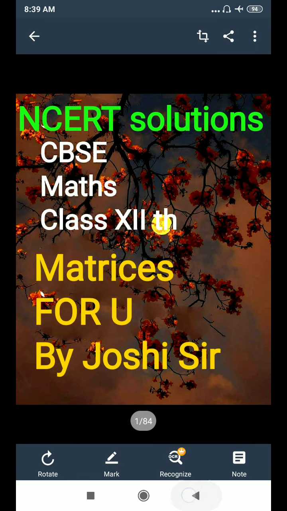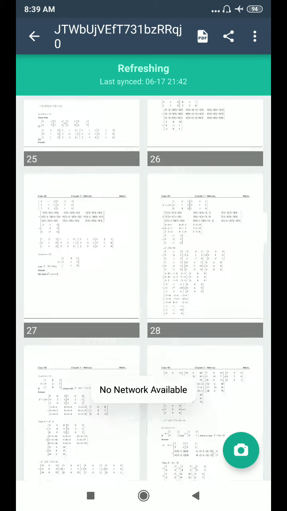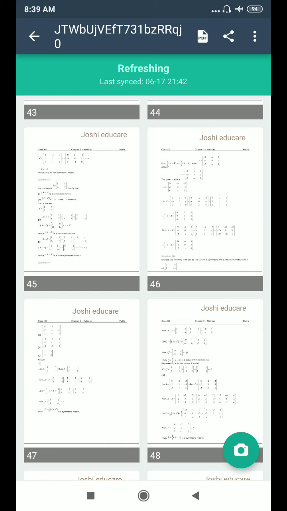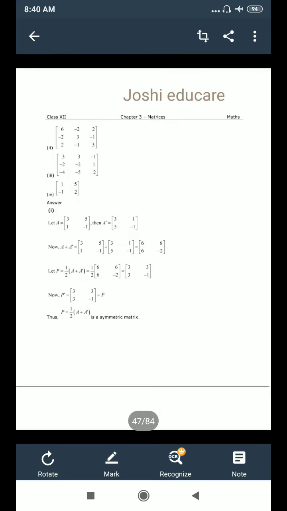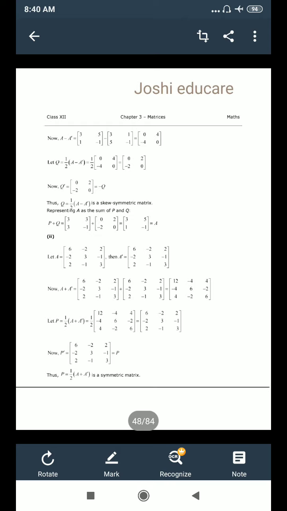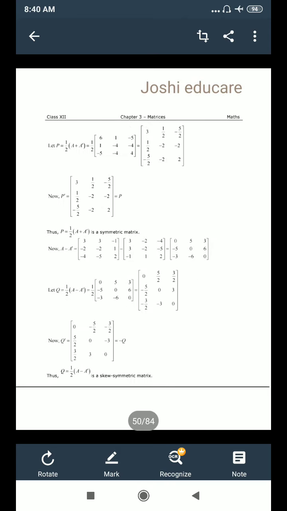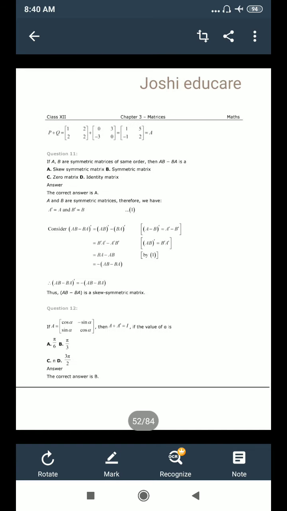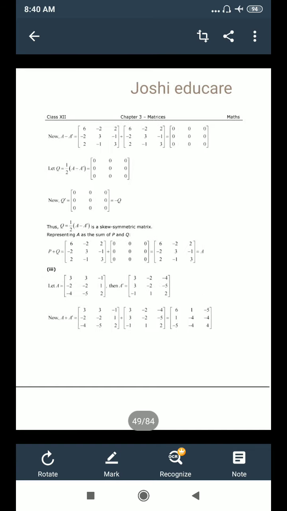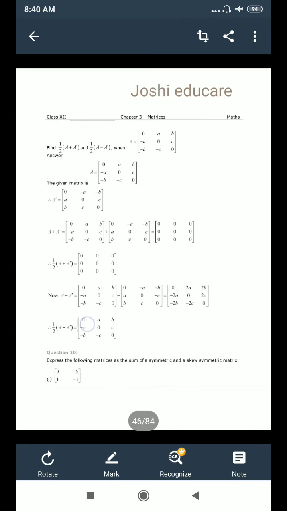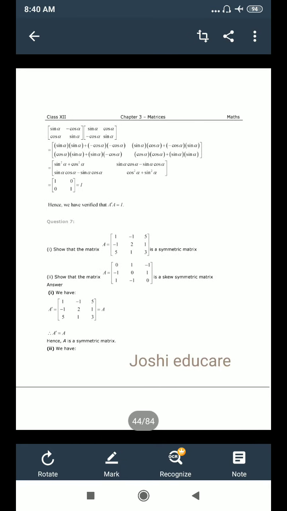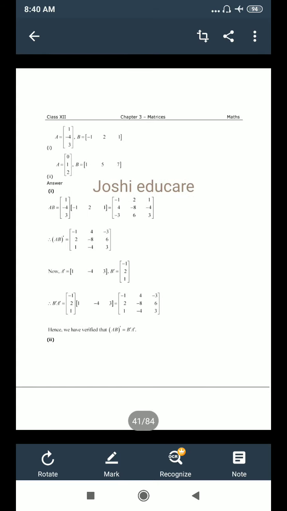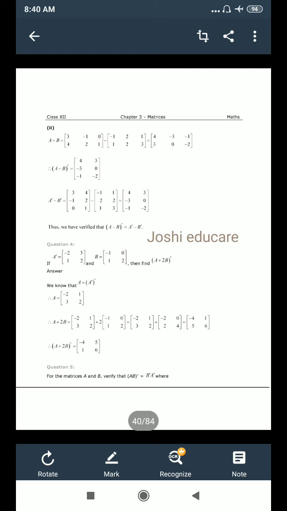Okay, so now I will explain the remaining questions of exercise 3.3. Up to fourth question I completed in the previous class. So now I will take from question number 5 onwards. So see, what is question number 5? Let me open the page. Question number 5, 4 we have completed.